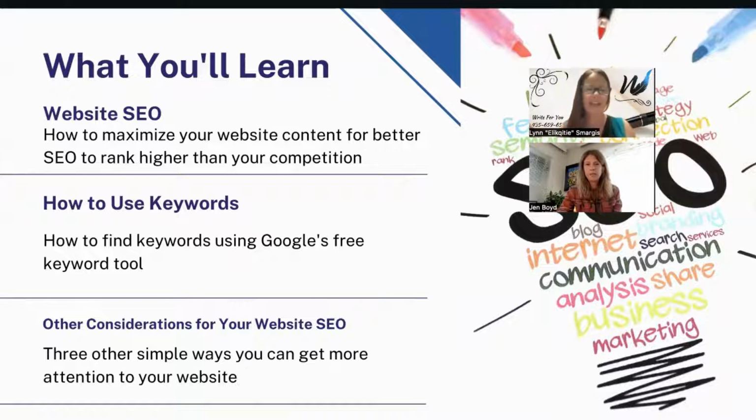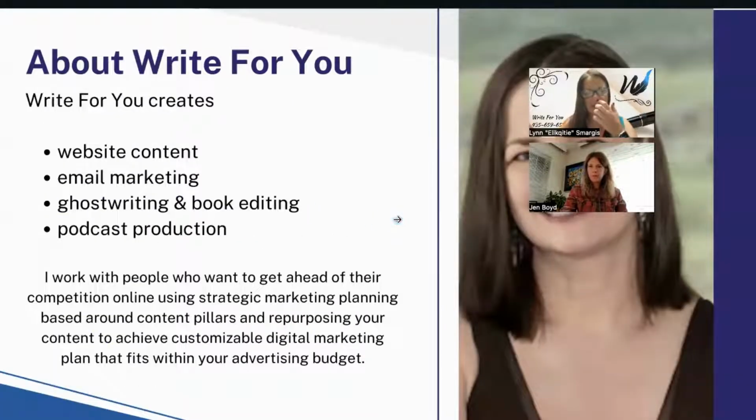So first is website. We're going to learn about website SEO, how to maximize your website content for better SEO to rank higher than your competition, how to use keywords and find them on Google's free keyword tool, which is an amazing keyword tool, which I'm going to show you in a little bit. And then other considerations for your website SEO. So three other simple ways that you can create content that are going to get more people to your website. Because that's what a lot of clients always ask me: how can I get more people to my website? And Jen, if you have questions at any time, just jump in with the questions.